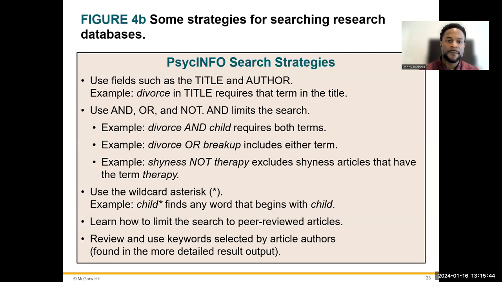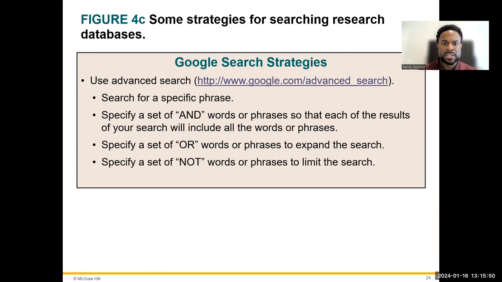And then some Google search strategies, using the Boolean terms and, or, not. But be very specific. Whenever I use Google, I'm being very, very specific in what I search for because it can give you a whole lot of stuff that you don't need. When you're specific, it allows you to hone in on things that are most relevant to your research topic.